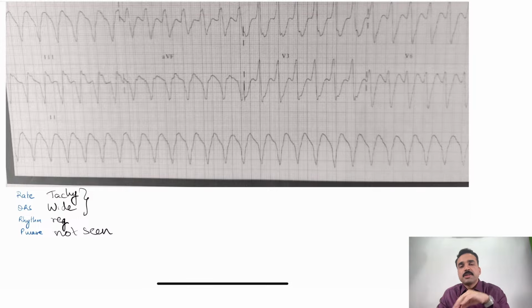DC shock would be the treatment for any hemodynamic instability in a patient with ventricular tachycardia. If the patient has normal hemodynamics, if the patient does not have shock or hemodynamic instability, in that case you can go for medical therapies. Amiodarone would be your drug of choice. Other drugs like procainamide can also be used.